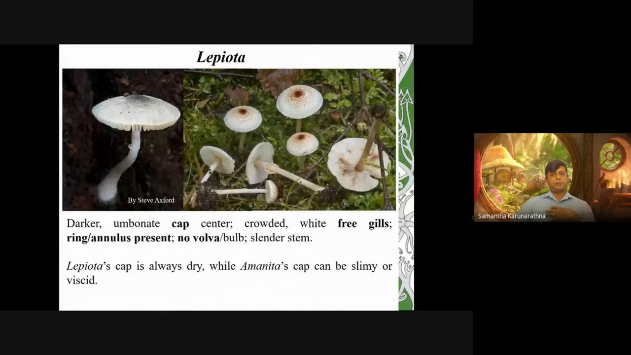Yeah, the next is Lepiota. So Lepiota also can be confused with Agaricus, but in Lepiota you see white gills, but in Agaricus you see chocolate brown gills. Otherwise, the cap texture is very similar to Agaricus or Micropsalliota. But when you look at the gills or the spores, they are white. And you also have a ring in Lepiota. And free gills, same like Agaricus. And no volva. So this cannot be confused with Amanita, because Amanita has a volva. Lepiota's cap is always dry, but Amanita can be slimy or viscid. Next one, please.